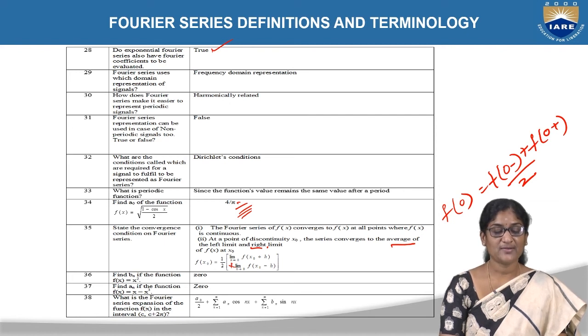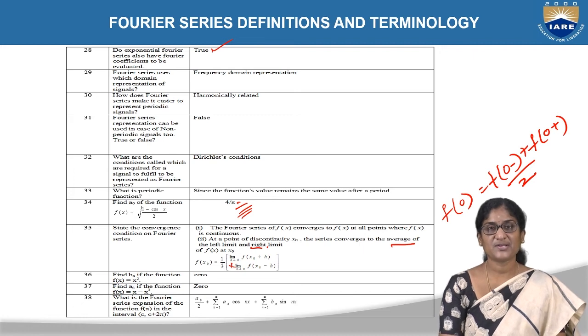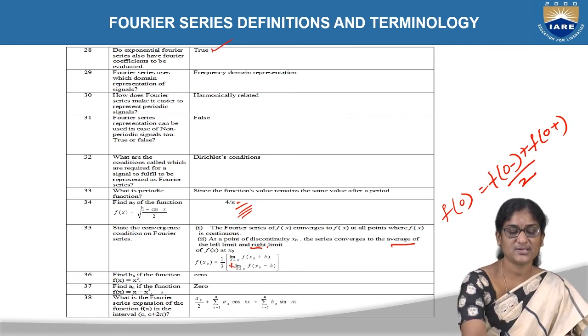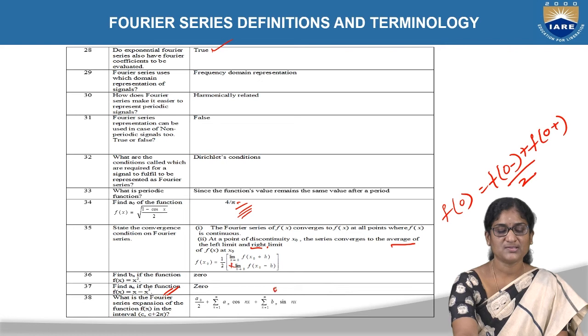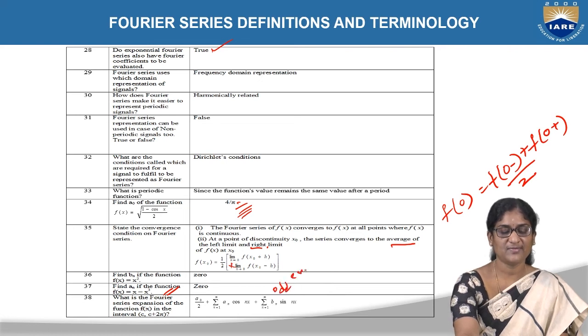Next, find An if the function f of x is equal to x minus x cube. For the function x minus x cube, the An value will be equal to 0 because x minus x cube is an odd function here. It is an odd function.